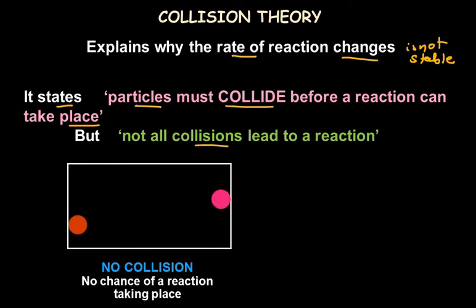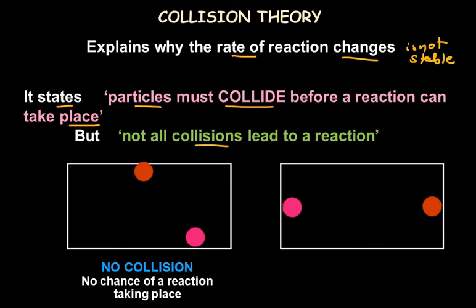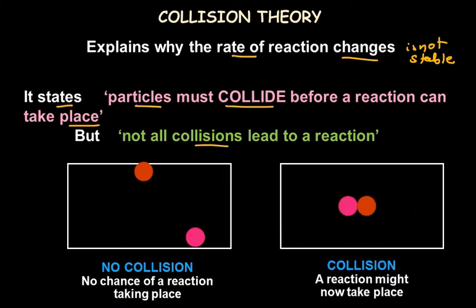For example, here if the particles of the reactants are not colliding, no reaction occurs. But if the particles collide, then there might be a reaction, but there might also not be a reaction. So that depends on some more factors, and let's understand those factors also in this video.